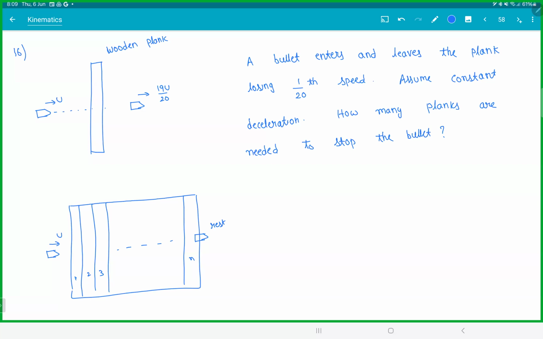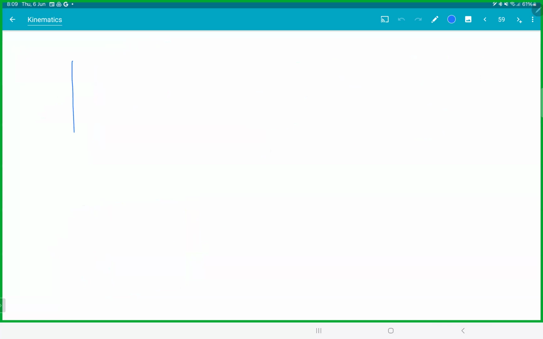Yeah, let's see. So you are entering with u. You're coming out with 19u by 20. Let the width of the plank be d. So using the equation v square minus u square is 2as, (19u/20) square minus u square is 2 into a into s.